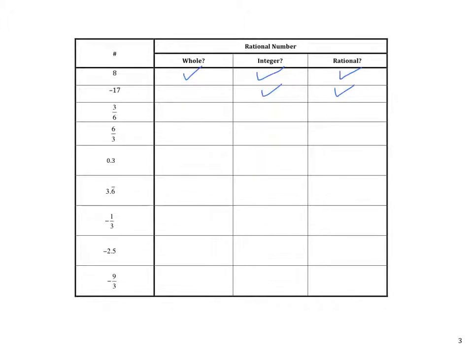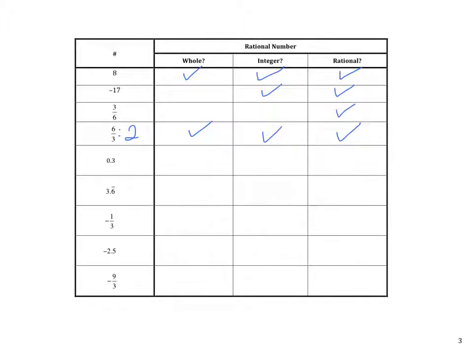3/6. Well, 3/6 is made up of two rational numbers. It's not a whole number, so it's not going to be an integer either. So any positive or negative numbers that are made up of two rational numbers is just going to be rational. 6/3. Well, since 6/3 can be simplified down to 2, that's going to be a whole number, and all whole numbers are also integers and they're also rational numbers.